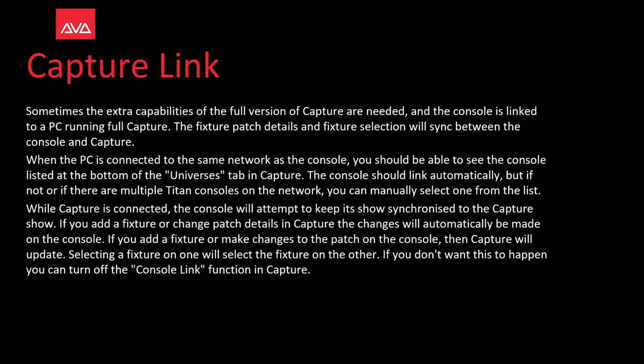When the PC is connected to the same network as the console, you should be able to see the console listed at the bottom of the Universes tab in Capture. The console should link automatically, but if not, or if there are multiple Titan consoles on the network, you can manually select one from the list.